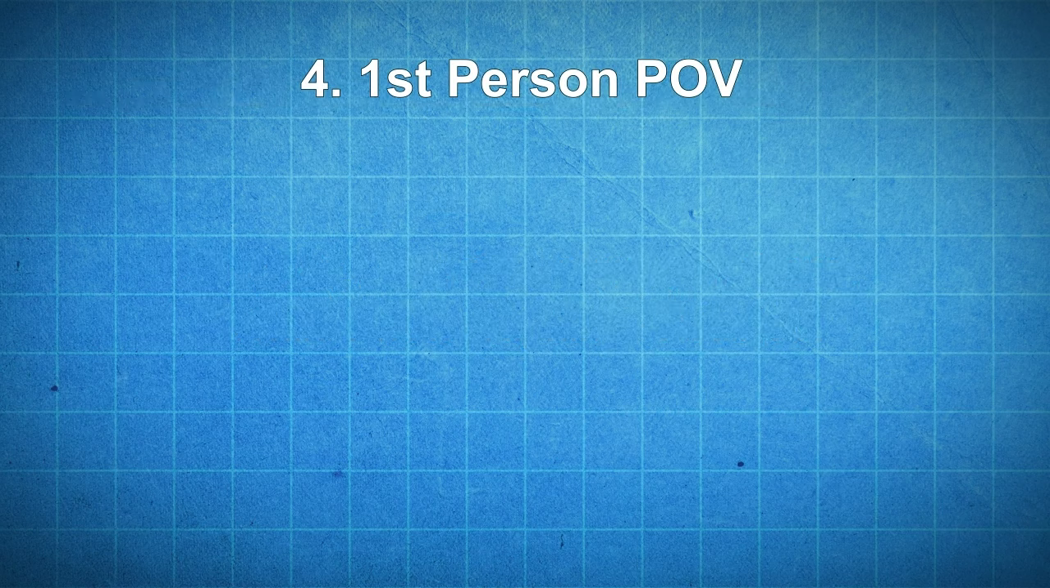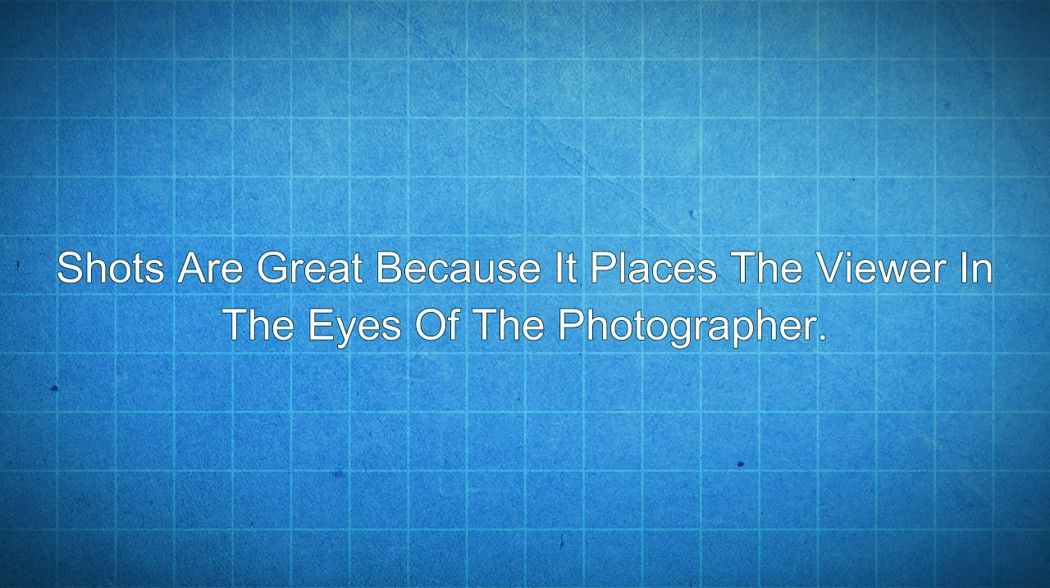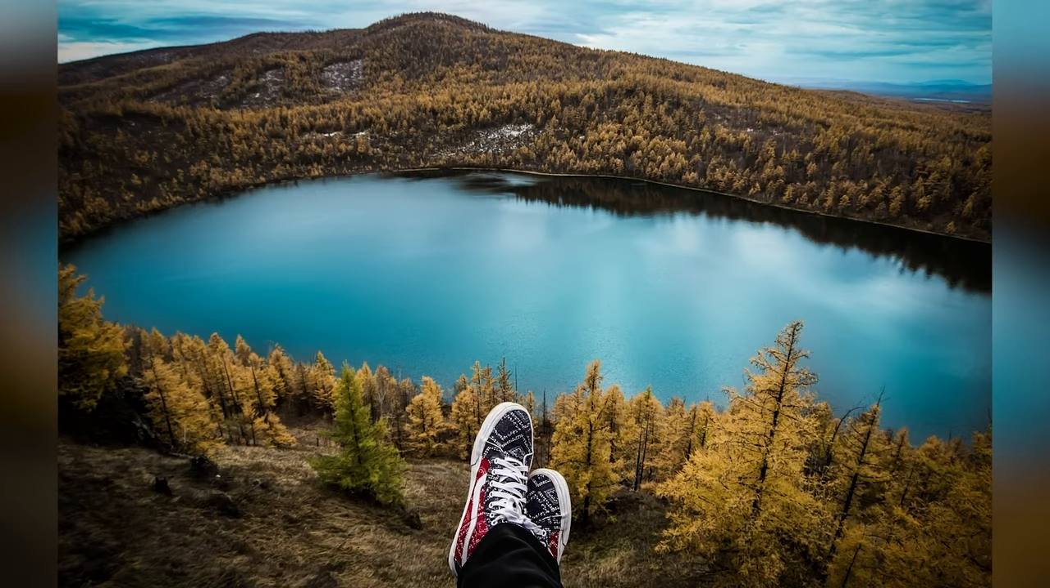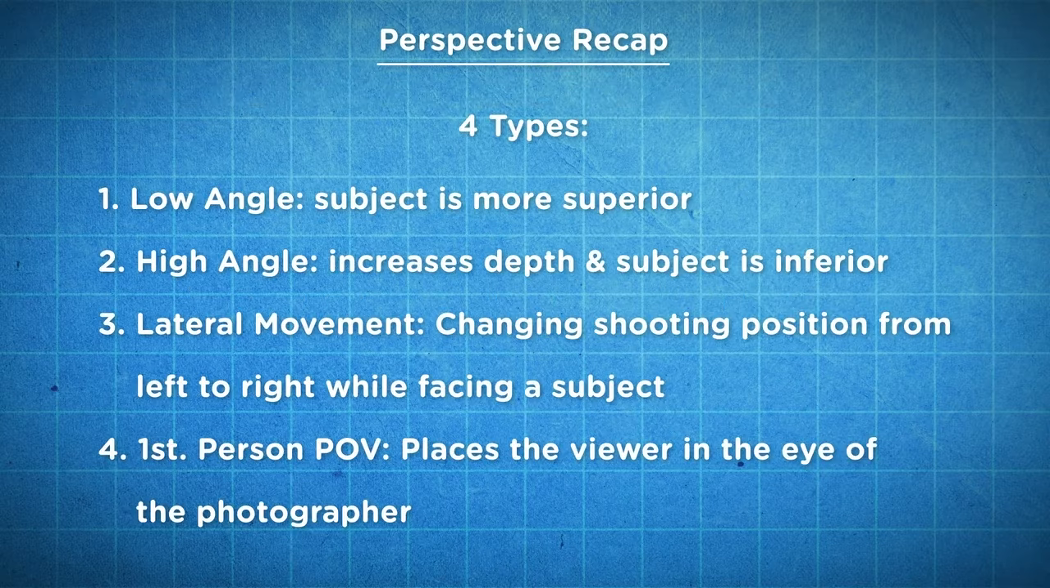And first-person POV. POV stands for point of view. First-person point of view shots are great because it places the viewer in the eyes of the photographer. It creates realism by placing arms or legs in the shot. You can get a wide-angle POV shot like this by using the pano trick that I talked about earlier, or a wide angle on a newer iPhone.